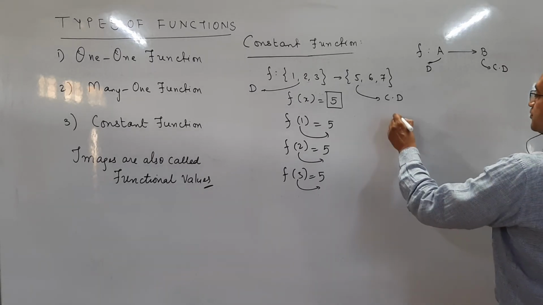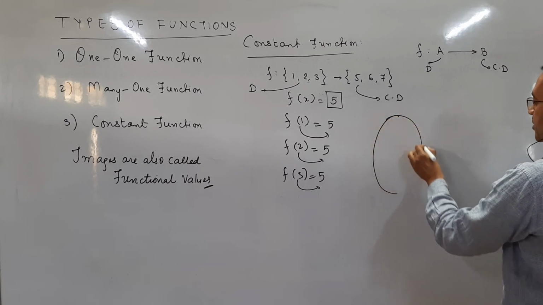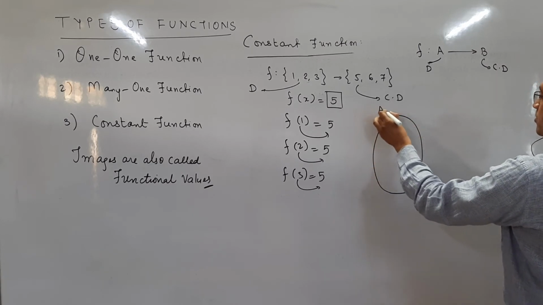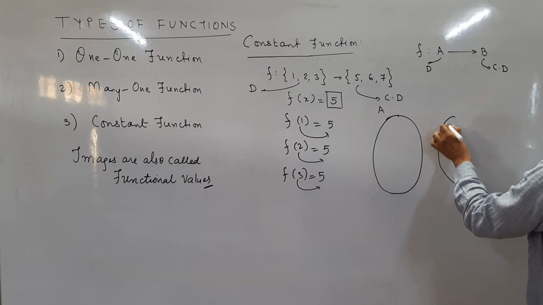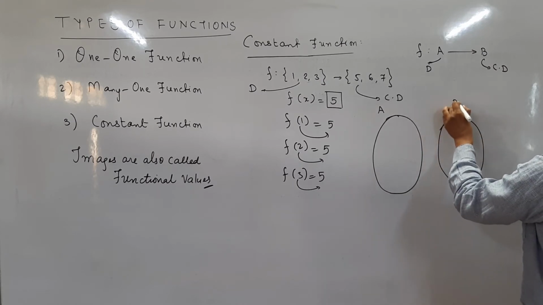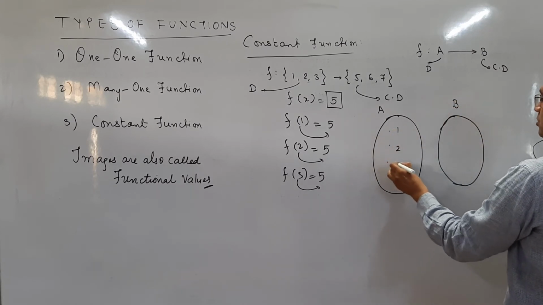If I draw the arrow diagram as per example, say this is domain A and say this is codomain B. Domain is 1, 2, 3.